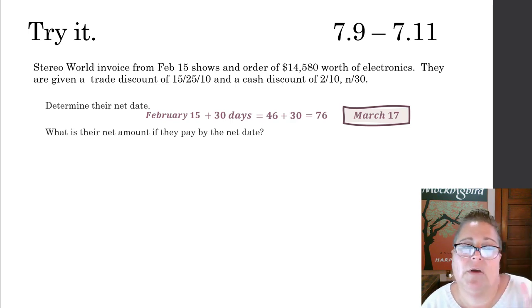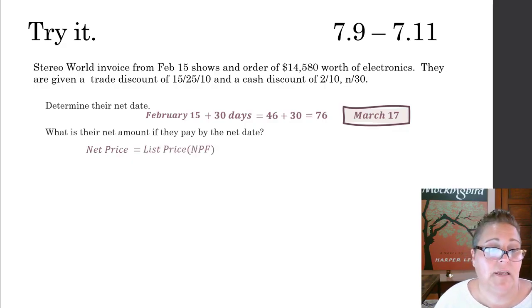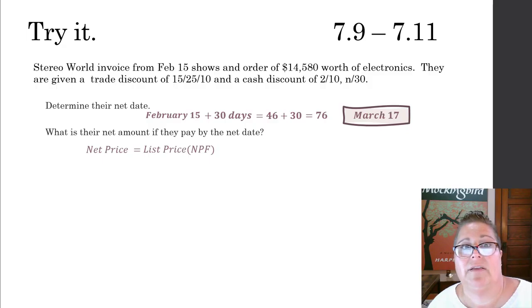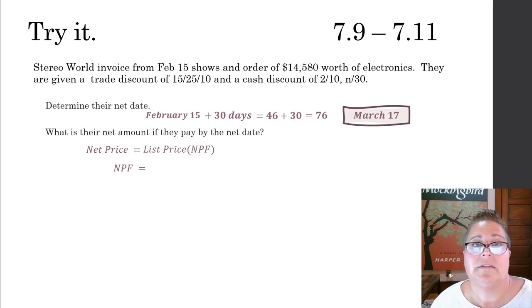The trade discount comes first. So I need the net price, which is going to be the list times the net price factor. I got to calculate that in. So the net price factor, which is what we did before, is the complement of 15%, that's 0.85, times the complement of 25%, that's 0.75, times the complement of 10%, that's 0.9.